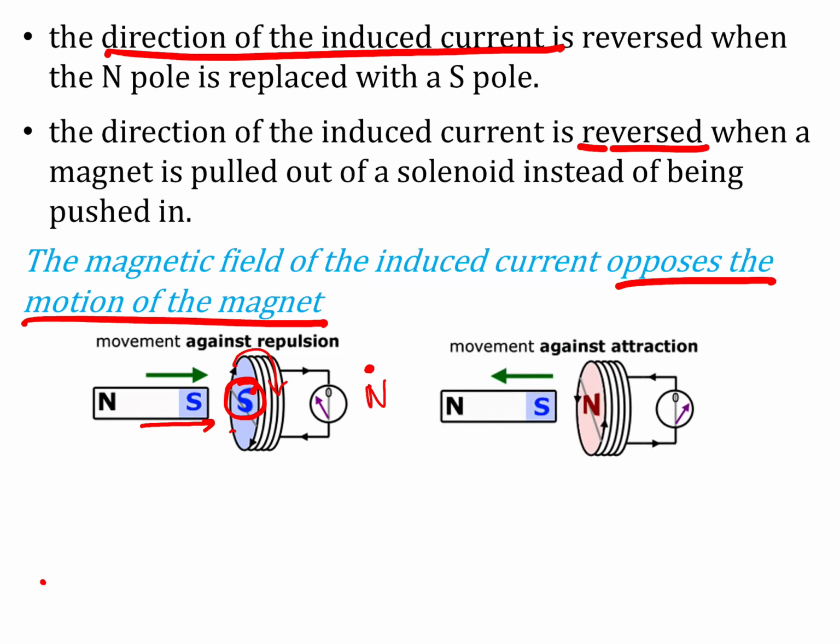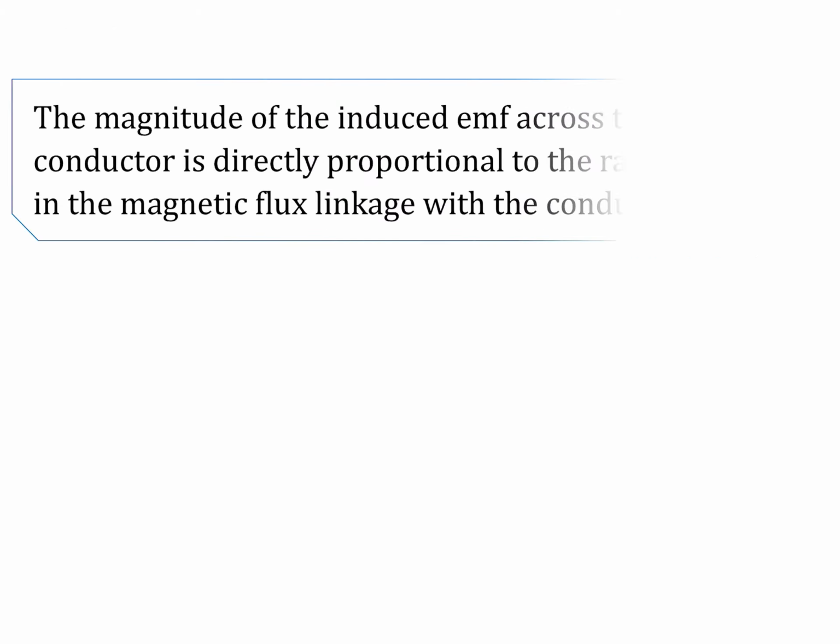But when I pull the magnet out now, the coil needs to attract the south pole, so it creates a north pole. It does the opposite of what you're doing. If I was pushing in a north pole, it would create a north pole there. If I'm pulling out the north pole, then it creates a south pole. So it's really quite important that we get that.